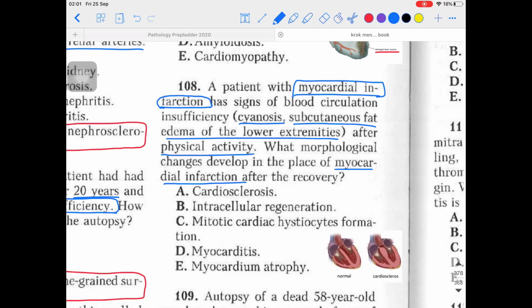Why will it be happening? Due to the insufficiency of the blood circulation. Very easy to understand. But what morphological changes will be developing in place of myocardial infarction after the recovery? Thanks to God that this person had recovered. But that doesn't mean that this patient may not have an attack later in life. What is myocardial infarction? That is the heart attack, right?